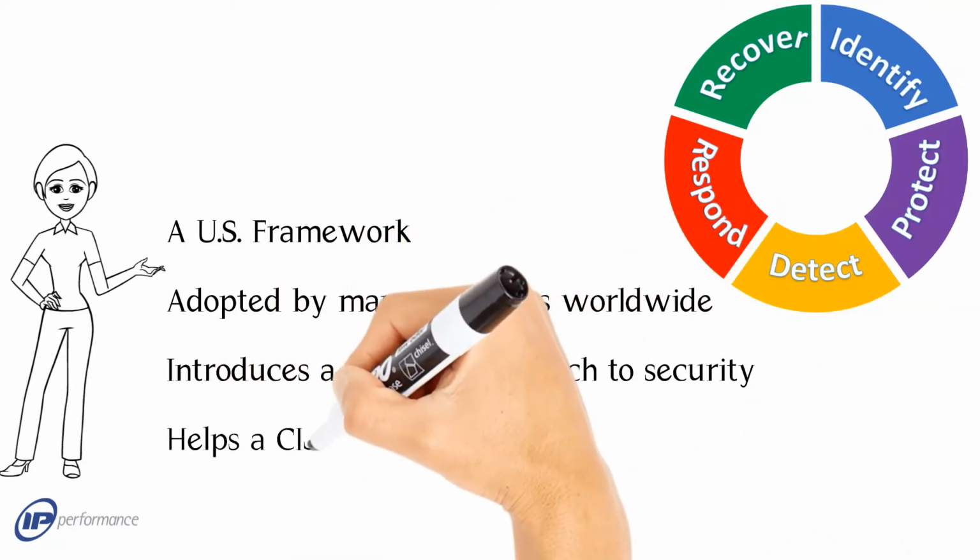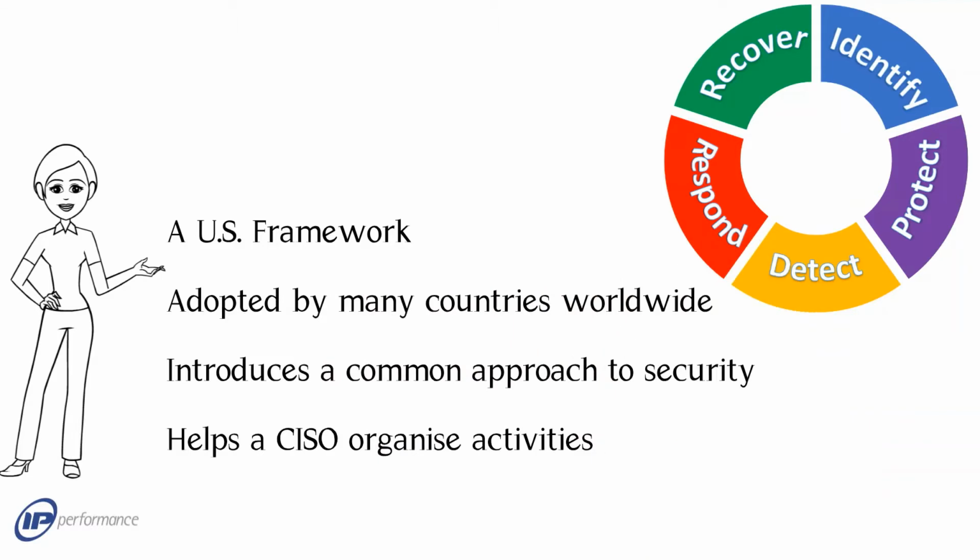The framework was the result of a U.S. executive order in 2013. By 2014 it was adopted globally, partly due to organizations having a U.S. headquarters and being U.S.-owned. Organizations such as Google, Amazon, PayPal, and Morgan Stanley were the early adopters.